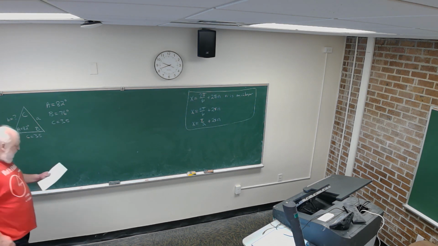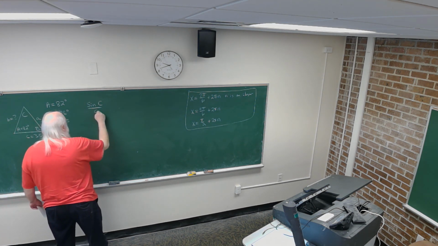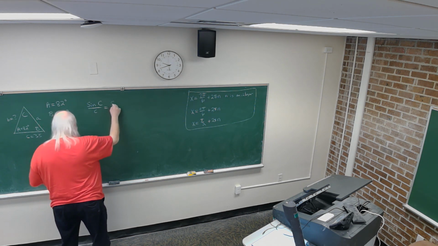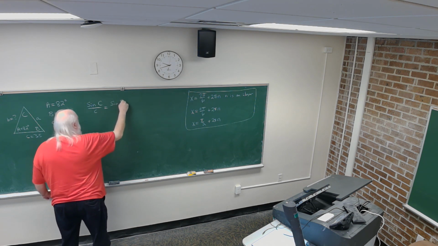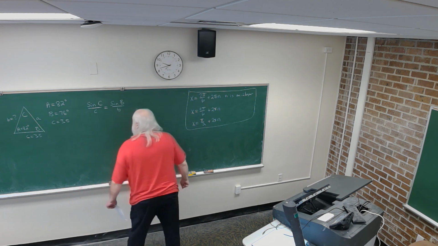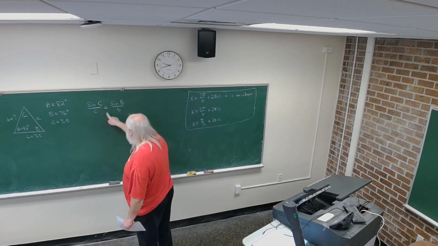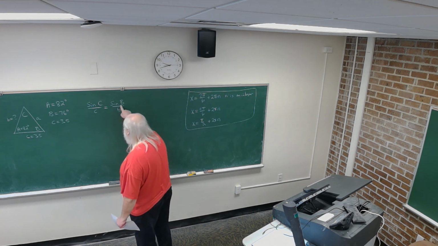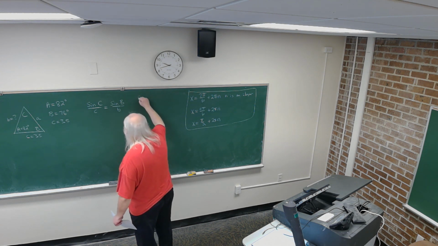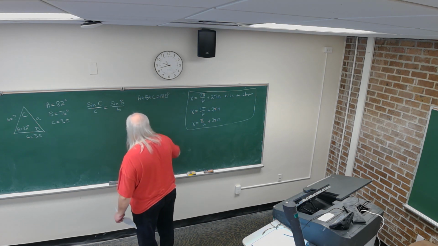By the law of sines, the sine of angle C divided by the length of little c, right, is equal to the sine of angle B divided by side B. Now we know little c, we're solving for little b. We know angle B, we don't know angle C.